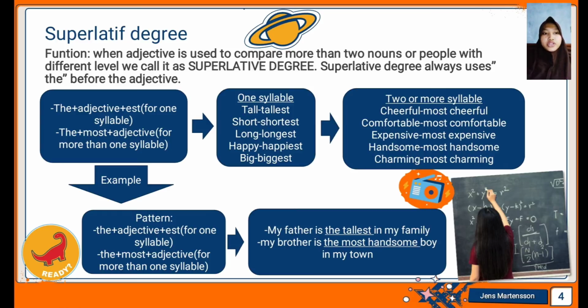For the pattern, the plus adjective plus est for one syllable, the example is, my father is the tallest in my family. And for the pattern the plus most plus adjective for more than one syllable, the example is, my brother is the most handsome boy in my town.